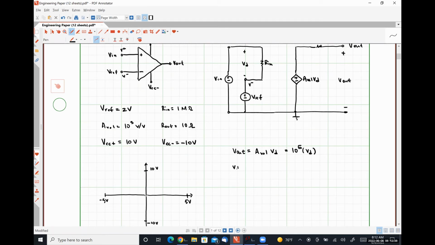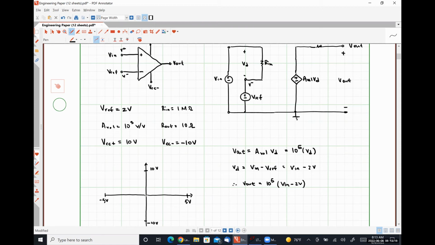And we can see that our differential voltage, VD, is simply our input voltage minus our reference voltage, which in this case is going to be simply Vn minus 2 volts. So from this, our output voltage, V out, will be 10 to the 5 times Vn minus 2 volts. We do need to take into account the effects of saturation distortion.